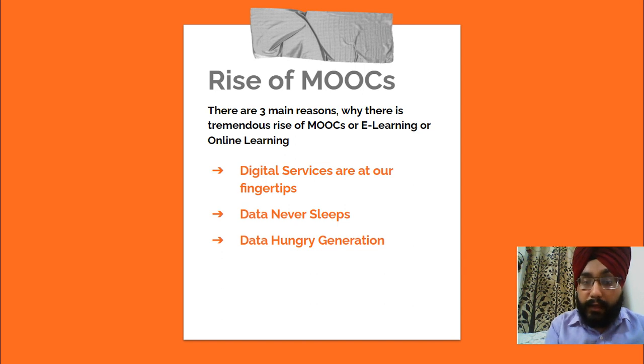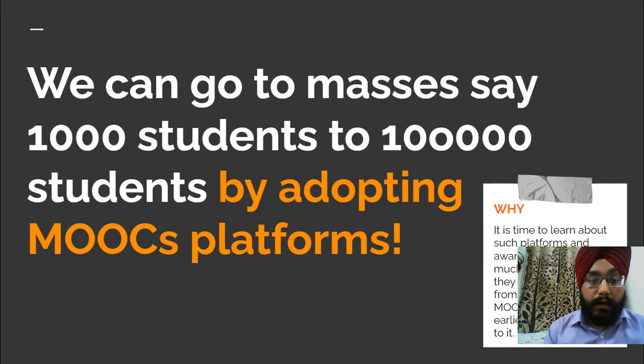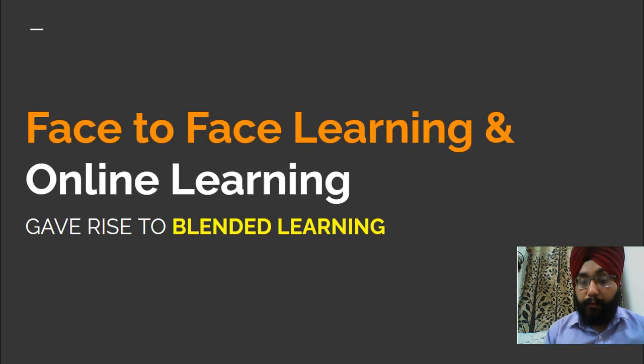Suppose there is a lockdown on the internet, then we will not be able to meet virtually with all our colleagues and students. So because of these three services, why can't we move ourselves to such platforms, to digital services, so that we can enroll our students and make the learning part very interesting. And yes, it is true that we can reach masses, say 1000 students to 1 lakh students, by adopting MOOCs platforms. So it is the right time to learn about such platforms and make our students aware so that they can take courses from the world's leading MOOCs platforms like Spoken Tutorials IIT Bombay.